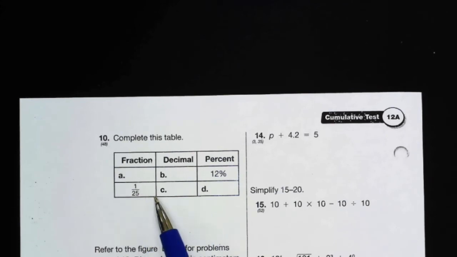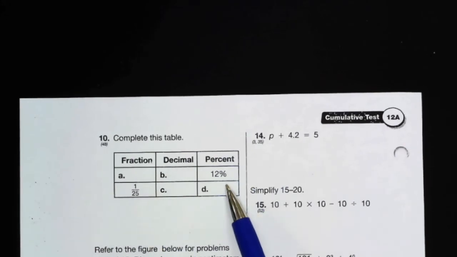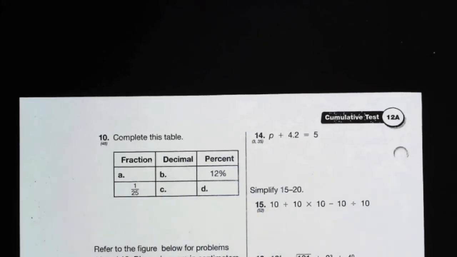25 times what gives me 100. That what is then 1 times that number. That would give you a percent. Left twice would give you the decimal.